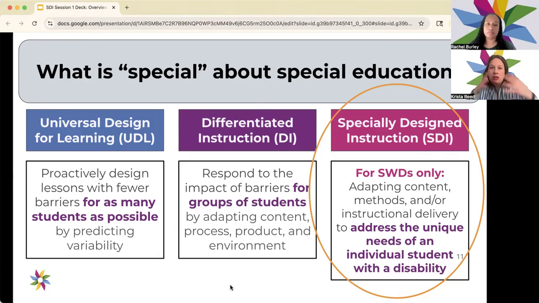So if we think of differentiation as just doing different things for different kids, as sort of an umbrella term, sure, then SDI is a layer down to say it's not just differentiating and giving kids a few options, or even trying to adjust our teaching. Right? Just give the kid this graphic organizer or they could use this one. It's saying because the student has a visual impairment, they're going to need an enlarged one. It's that level of specificity that goes beyond what is often considered differentiating instruction.